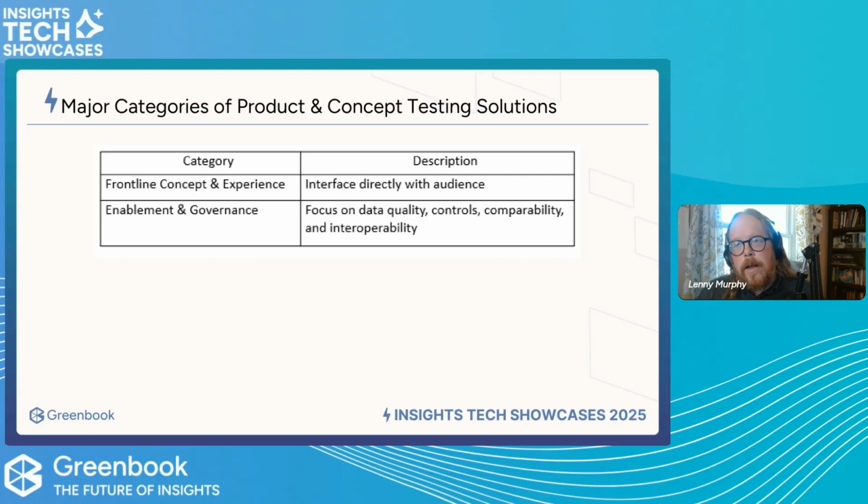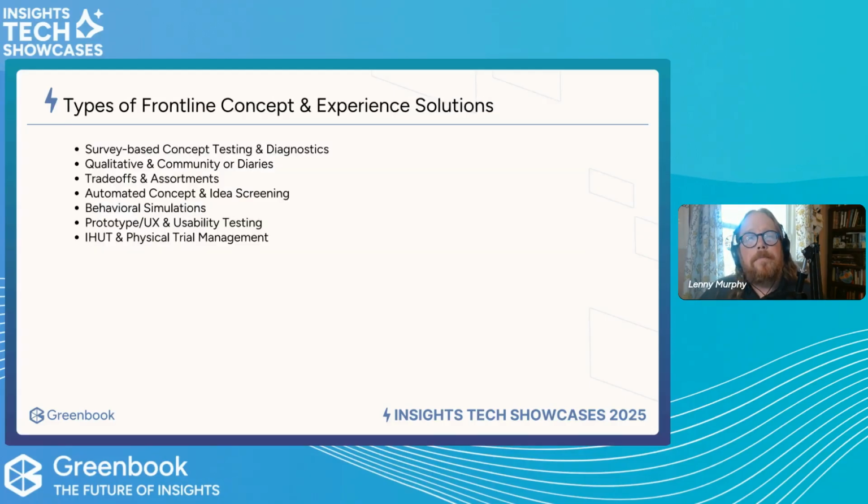Think about whether it's a frontline concept and experience, or enablement and governance, which is really around data quality. This is something you can think about more as we go forward. Basically, we're looking at survey-based concept testing and diagnostics, qualitative and community or diaries, trade-off and assortment tests. Automated concept and idea screening is certainly very valuable today from a technology standpoint. There are behavioral simulations that can be done, prototype, UX, and usability testing, and iHUTs and physical trial management.